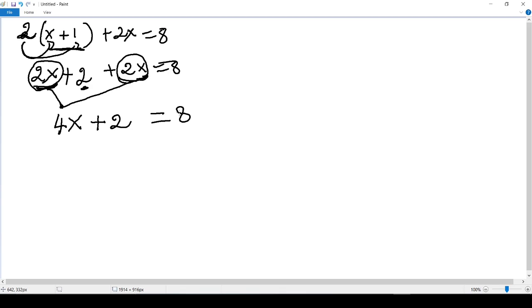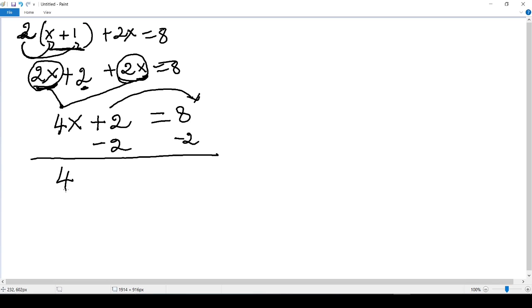The next step is to move this 2 to the other side because we want the x to be by itself. So what we do is add -2 to each side. We have 4x here. These 2 cancel. Our equal sign, 8 minus 2, 6. Okay, so we have 4x, but we are looking for x. So what to do is divide the whole equation by 4.